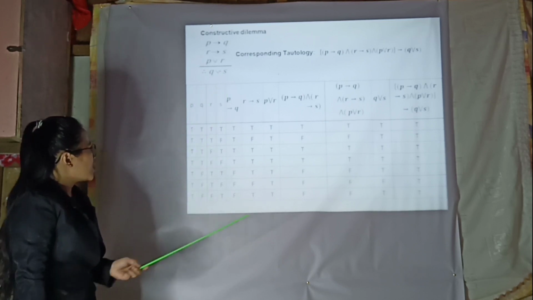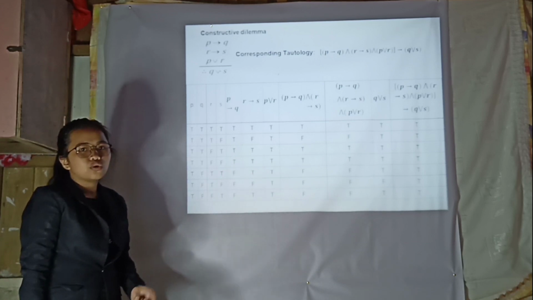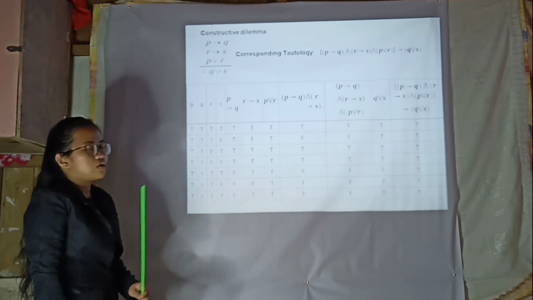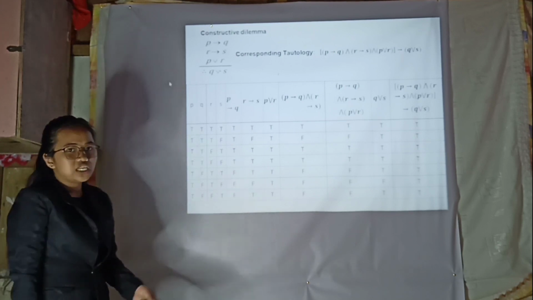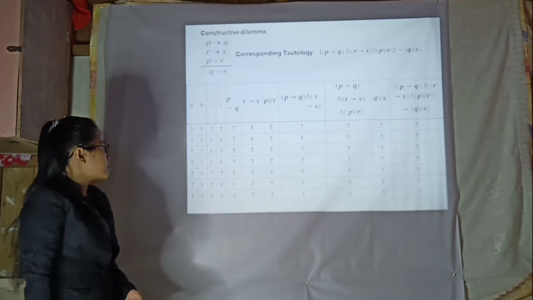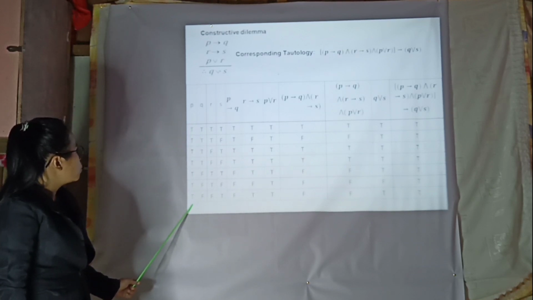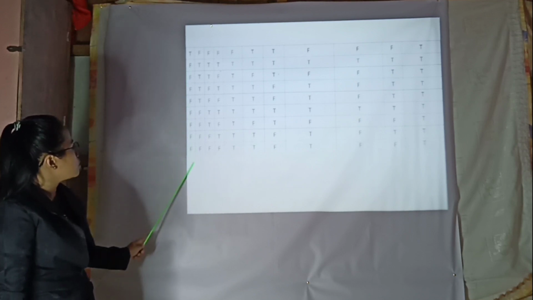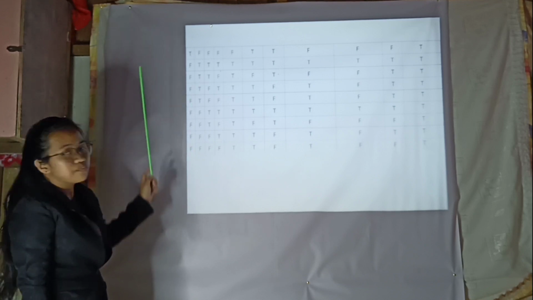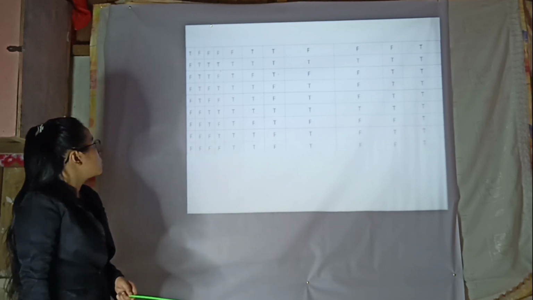So in this one we have 4 variables, so 2 raised to the power of 4, so 2 times 2 equals 4, times 2 equals 8, times 2 equals 16. So 16 divided by 2 equals 8. So in P we have 8 true and 8 false. So this one is the continuation.